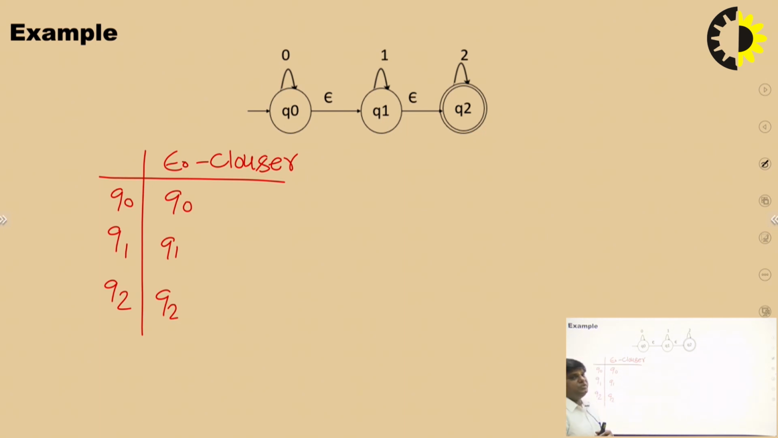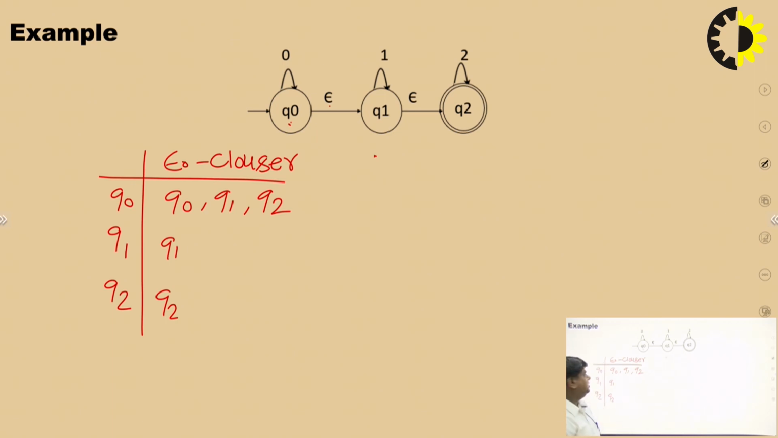And in the second step, we check with the help of epsilon what is the maximum movement of Q naught. It means Q naught can move with the help of epsilon to Q1. It means Q1 is also in the epsilon closure of Q naught. Again we check: from Q naught to Q1, and the movement from Q1 to Q2 is also possible with the help of epsilon, so Q2 is also in the epsilon closure of Q naught.